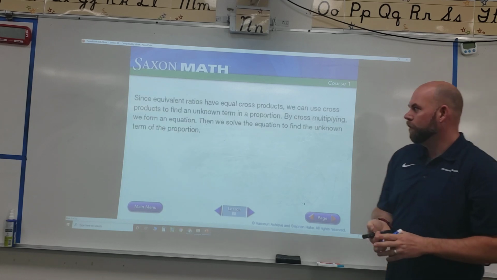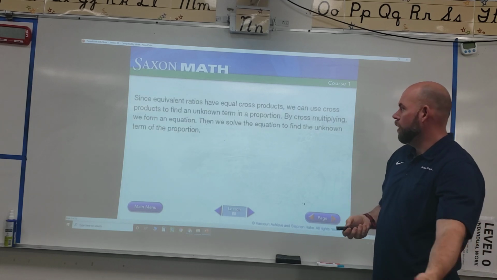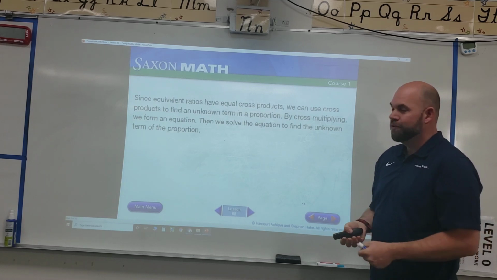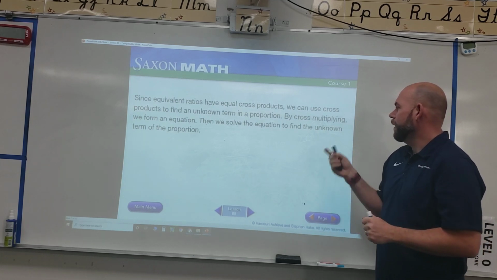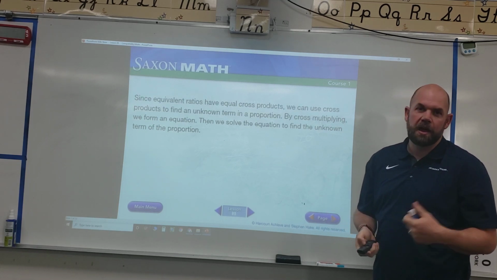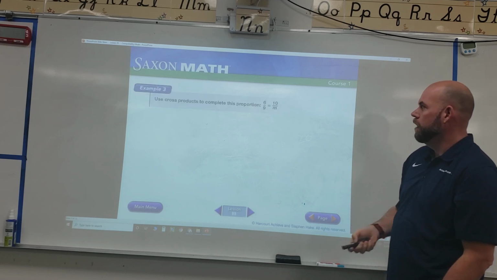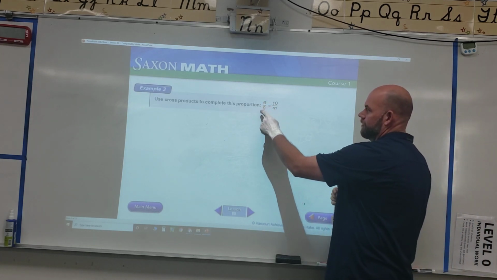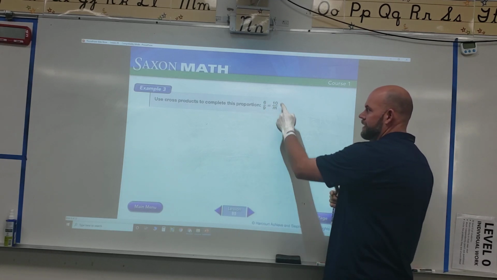Okay? Since equivalent ratios have equal cross products, we can use cross products to find an unknown term. So this is where it's going to come in handy. By cross multiplying, we can form an equation and then solve that equation to find the unknown term in the proportion. So in this example, we're looking to see if 6 is to 9, 10 is to what?